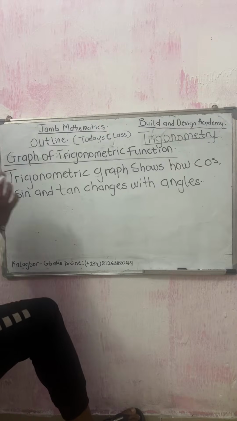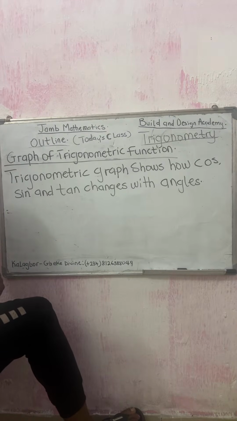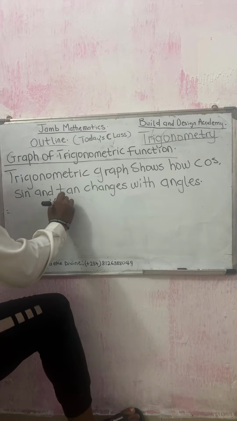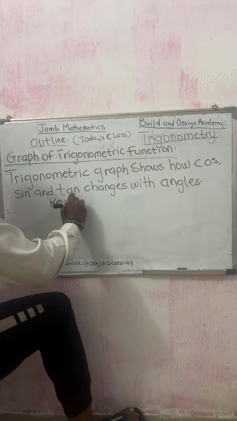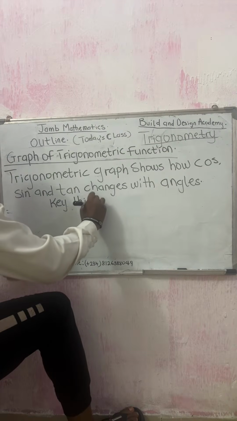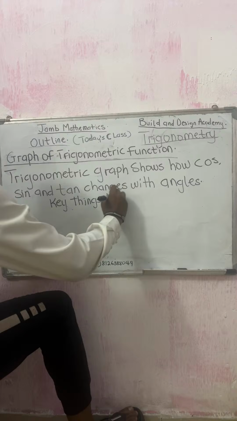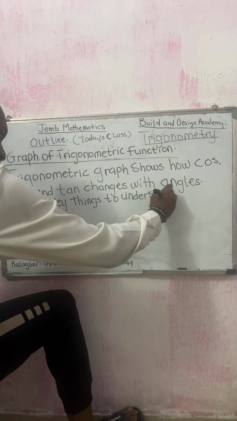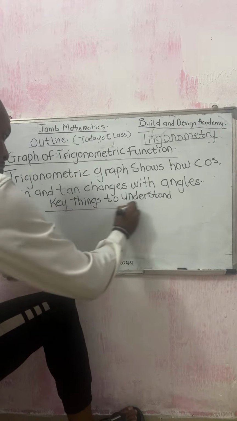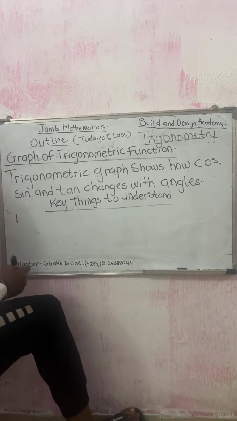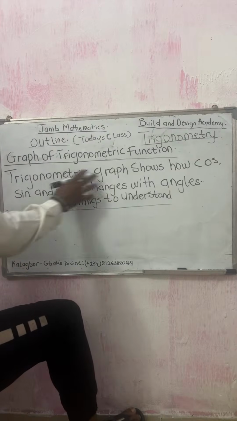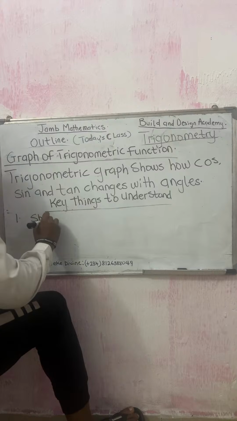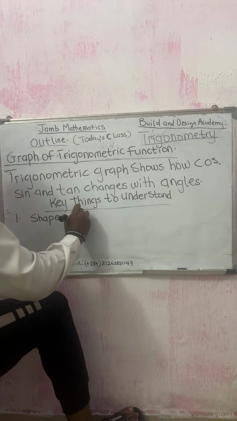Now, from this, the key things you need to understand are what? The key things to understand. The first thing to understand about the trigonometric graph is what? The shape of the graph. Always look at the shape of the graph.